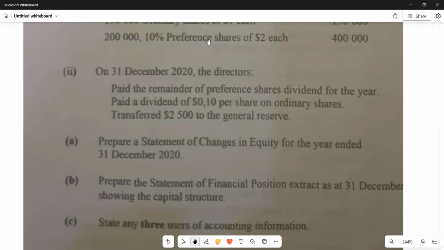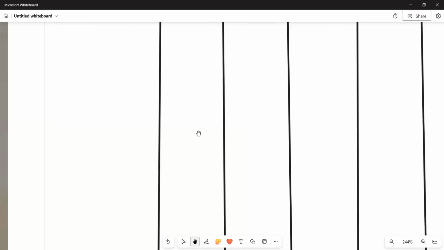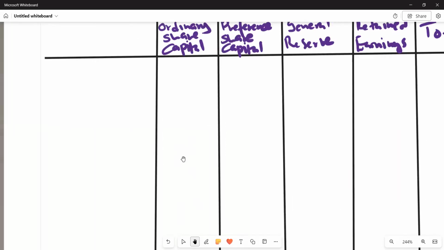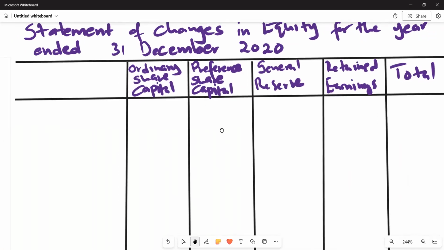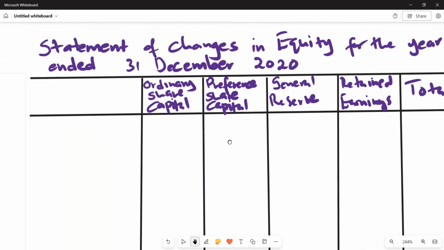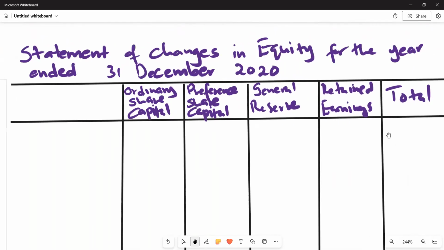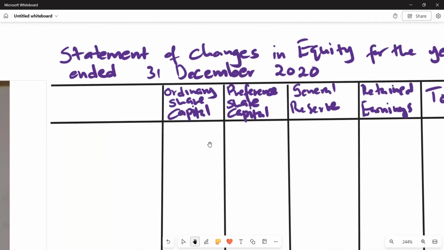So we can go now to our answer section and see the first part, the preparation of the statement of changes in equity, where we have the layout that we're going to follow in this video. This is the statement of changes in equity for the year ended 31 December 2020. We've got a column for share capital, preference share capital, general reserve, retained earnings, and obviously the last column becomes the total. Here we are going to start with our opening balances, and we'll try to see what opening balances we are given in the question.